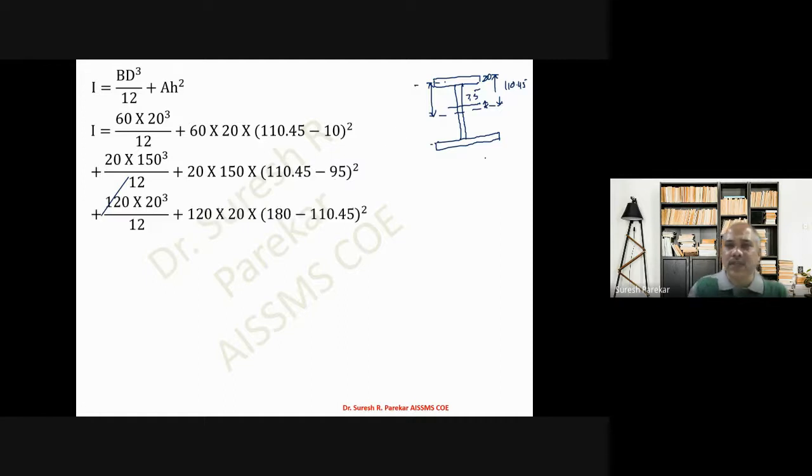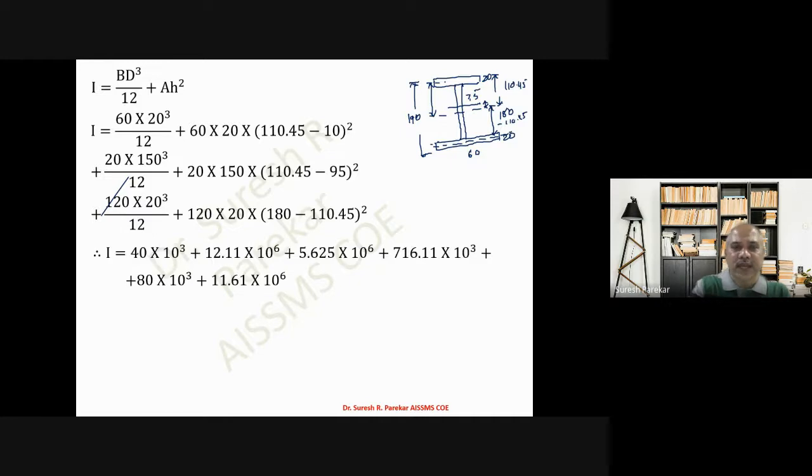And third we have this term, so this is 60 and 20, and then we have this as total we have 180 minus 110.45 whole square, because we have total as 90, 190. And if we will see center of this, that will be at 180 from top. So 180 this and 110.45. So this distance I will get 180 minus 110.45. And from this I will get value of I, which will be 30.18 into 10 raised to 6.